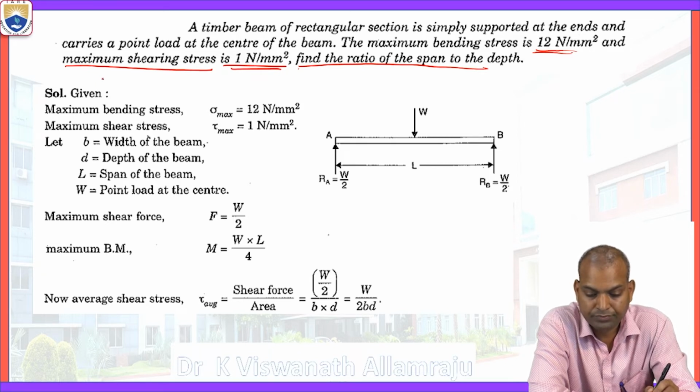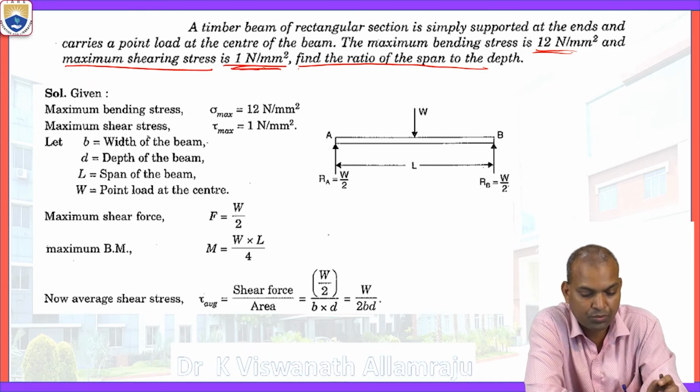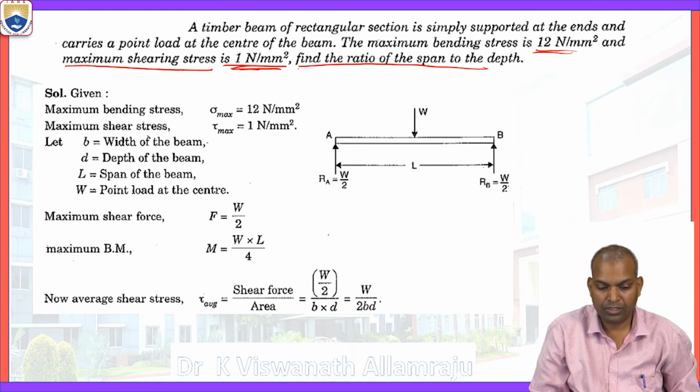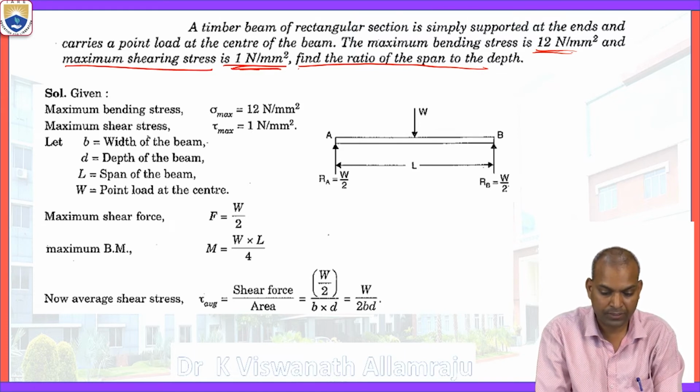And here the values are given. It is simply supported at the ends and the point load is acting in the middle. The maximum bending stress value is given, 12 Newton per square millimeter, and the maximum shear stress is 1 Newton per square millimeter. These are the inputs, and the output is very simple, the L by D value. So let us begin. Shear stress maximum is given here as 1 Newton per square millimeter. Bending stress maximum is 12 Newton per square millimeter.